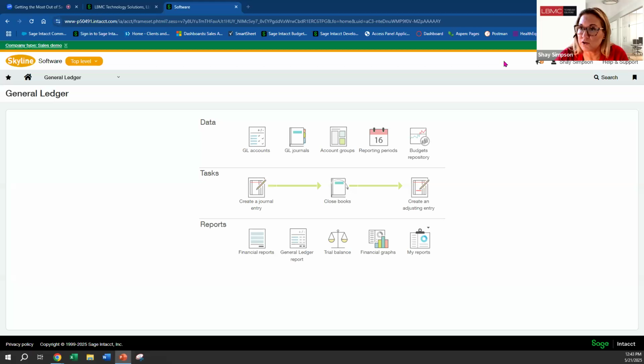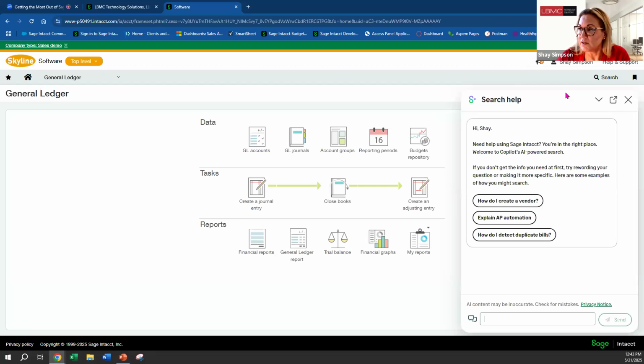I'm going to go in and show you. Right now, within the demo environment, I'm going to start seeing some of this Copilot functionality. So I may want to ask: why am I missing banking transactions in my bank feed?